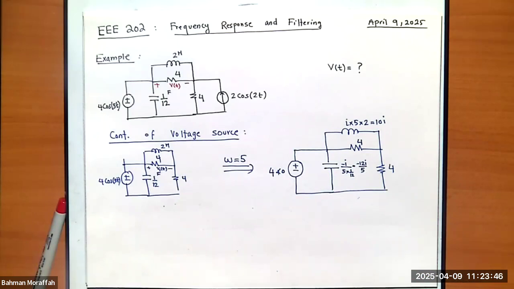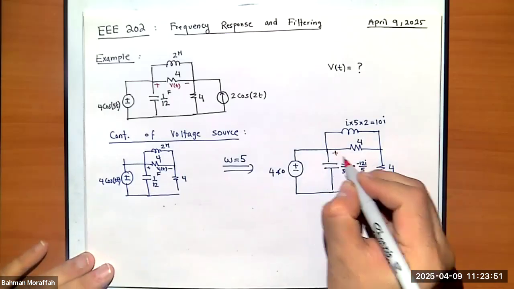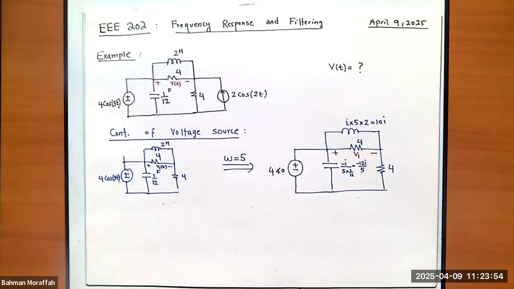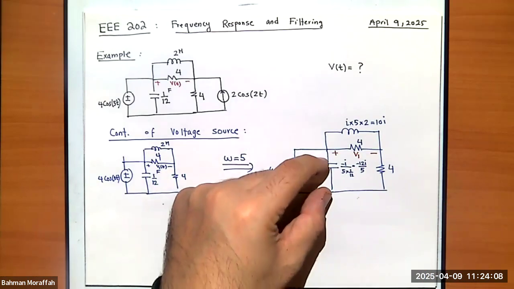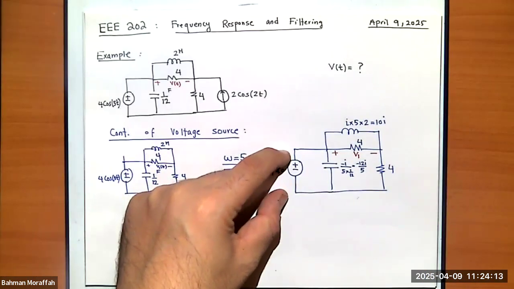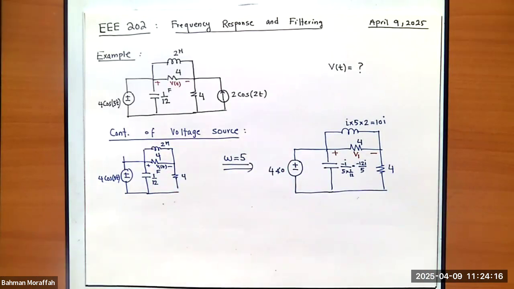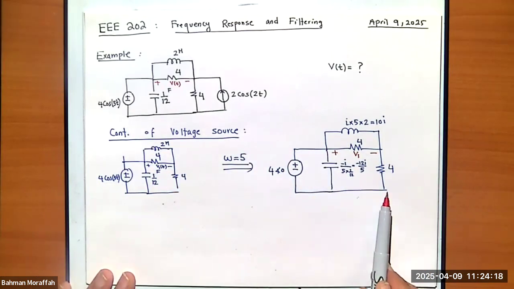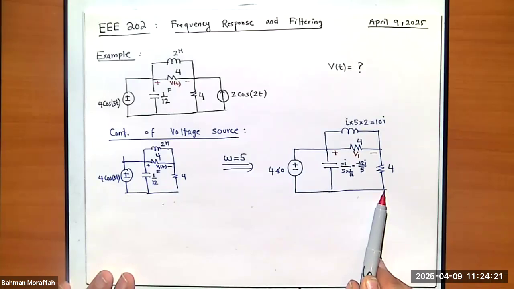Now I'm dealing with a resistive circuit. All I want to do is to find this voltage here. If I find this voltage here in frequency domain, I can always go back to the time domain, and therefore I know this V1 of t. How do we do this? Do you agree voltage across this capacitor is exactly the same as voltage across the source? So it's 4. So what it tells me is that voltage from this point to this point is also 4.